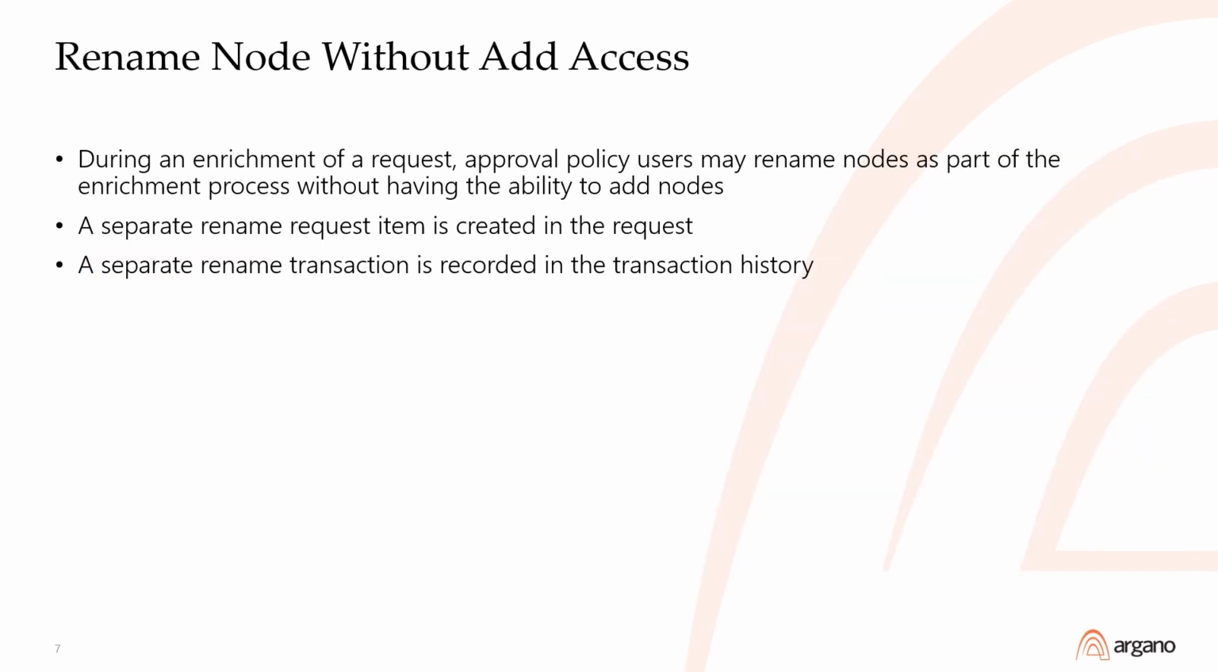Approval policy users who can perform enrichment of request items are able to rename nodes which were added to a viewpoint in the request without the need for data access to add nodes. When a user renames a node added by a different user, a separate rename action is created in the request rather than updating the node name for the original add action. When the request completes, an additional rename transaction will be recorded in the transaction history for the user who performed that action.